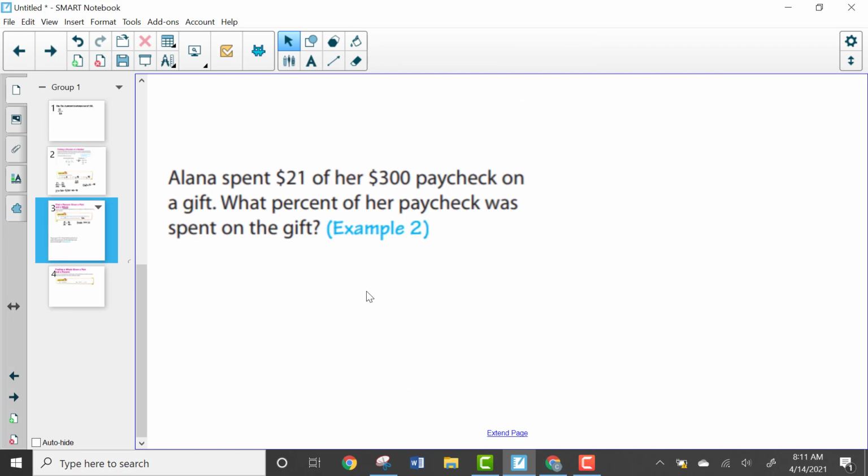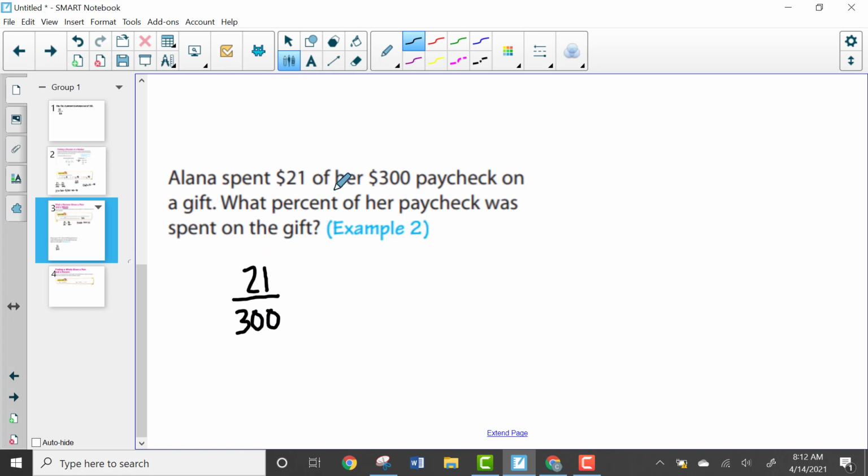So we have Elena spent $21, part of her $300 whole paycheck, on a gift. What percent of her paycheck was spent on the gift? For this problem, we set it up as a proportion. We take 21 over 300. Why is that? Because 21 is part of the check, and $300 equals 100% of the check. So that easily shows me, whoops, that should just be 100 there.